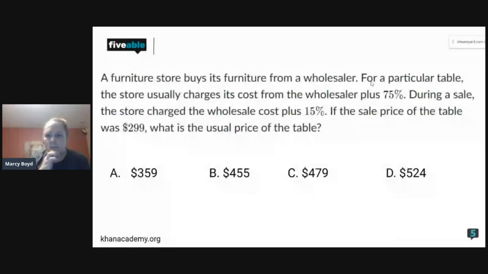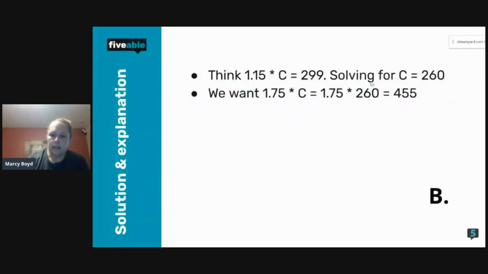So first of all, it says if the sale price is $299, what is the usual price? So the first thing I talk to my students about is, do I want my answer smaller, bigger, the same? And I was okay with this one because I said, all right, the usual price should be more, but all the choices are more. So that didn't really help me in this case. So let's look at ways that we could do this. And if you got the answer B, awesome.